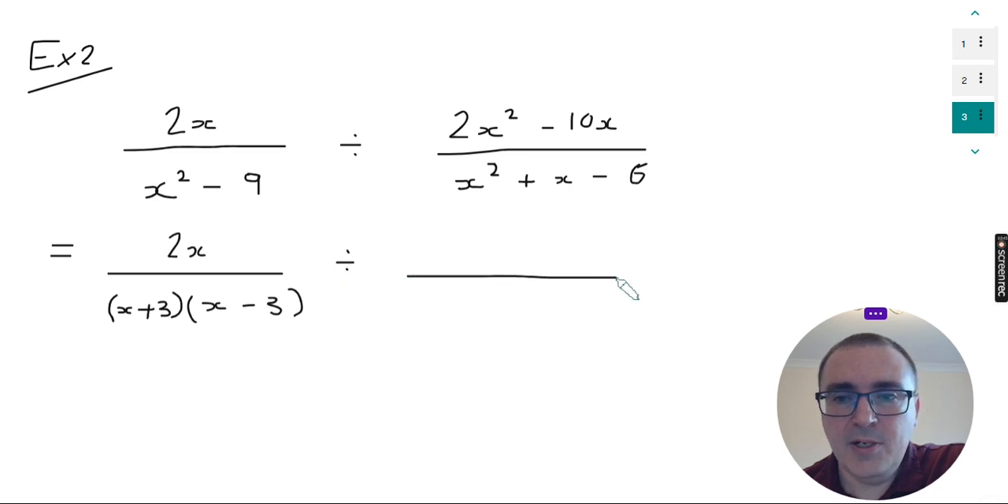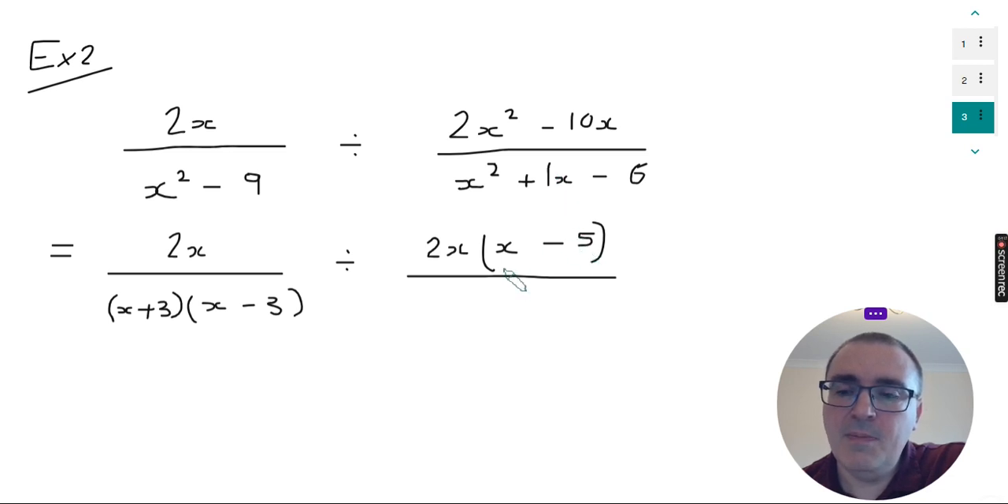So let's do the second fraction. The numerator, we can put into a single bracket. So we can write that as 2x bracket x minus 5. And then the denominator would be a double bracket. So we're looking for two numbers that multiply to give us minus 6 and add to give us 1. So that would be plus 3 and minus 2. So we can write the denominator as x plus 3, x minus 2.